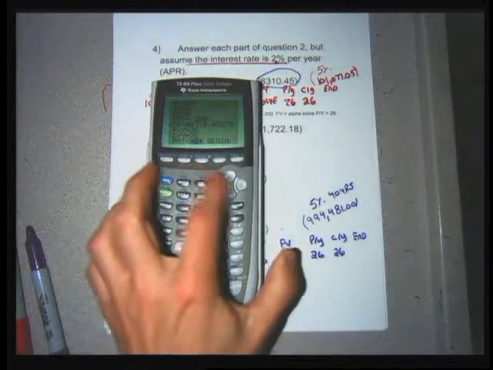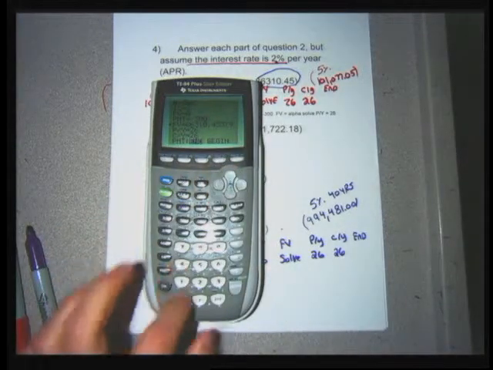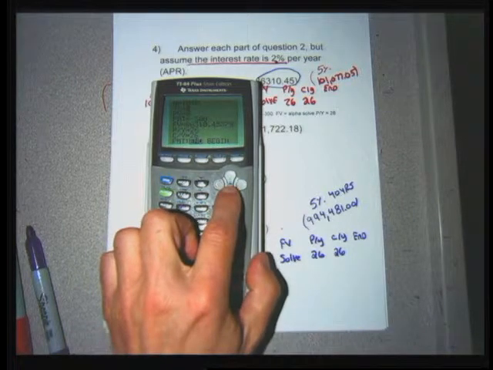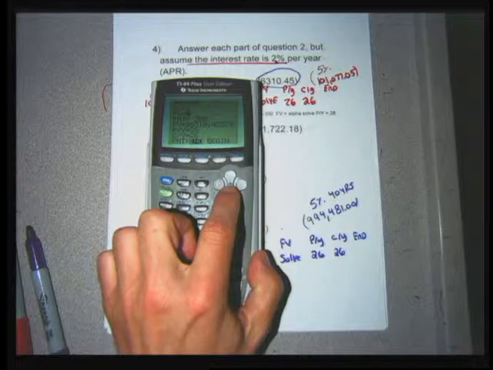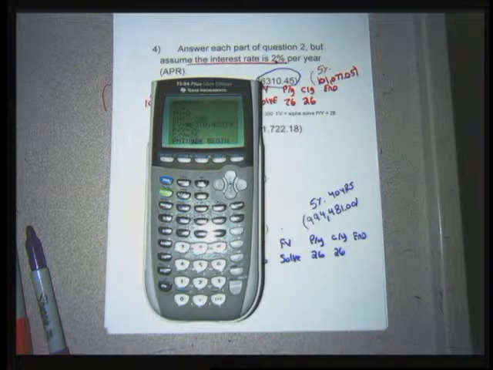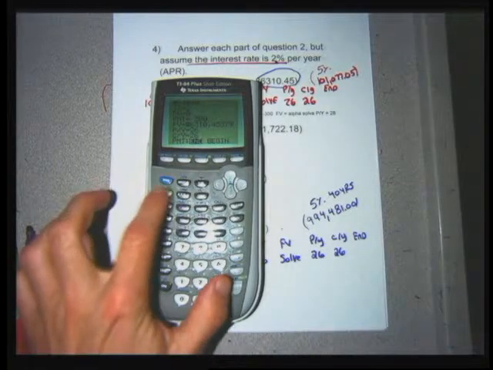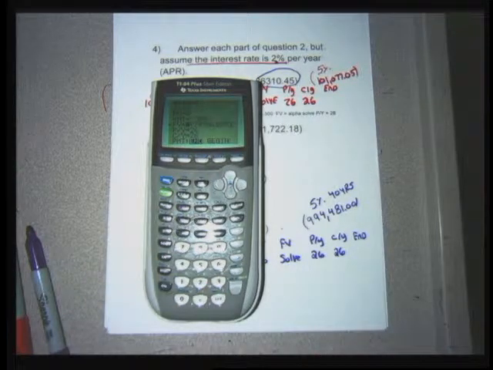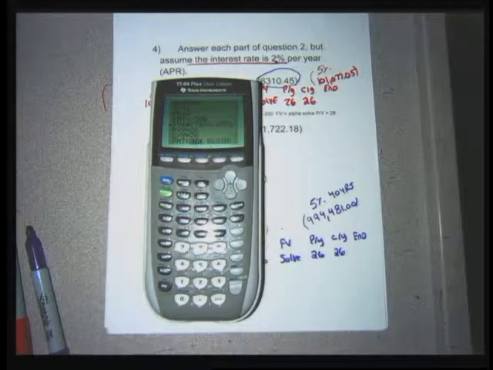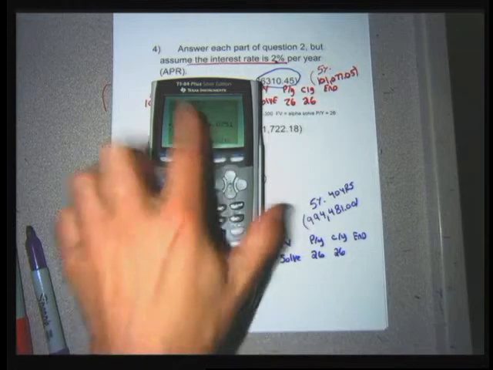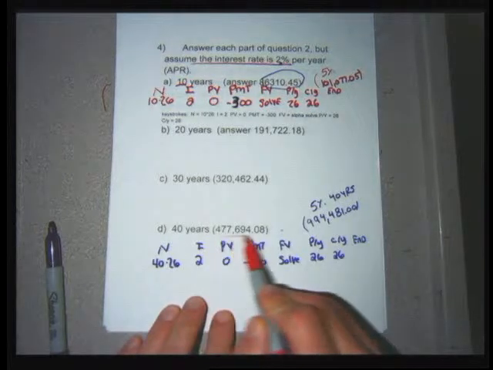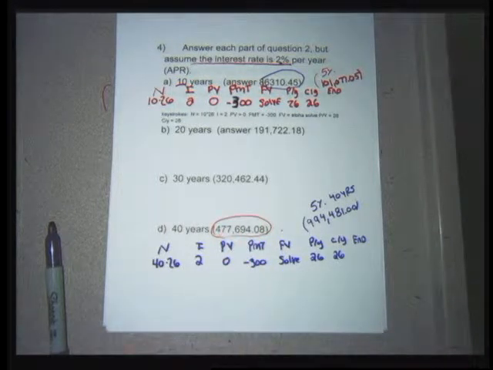So for my computations, I'm going to go to the N and change it to 40 times 26, and the I stays at 2% for all of number 4, the PV stays at 0 for all of number 4, the PMT stays at negative 300. I'm going to go to the FV, hit my green alpha button, and hit enter, and when I round that, the 5 after the 7 rounds that to 8 cents. So I'm going to write $477,694.08. And again, if you rounded differently than me, I'm not going to ding you for being a penny different than my answer.